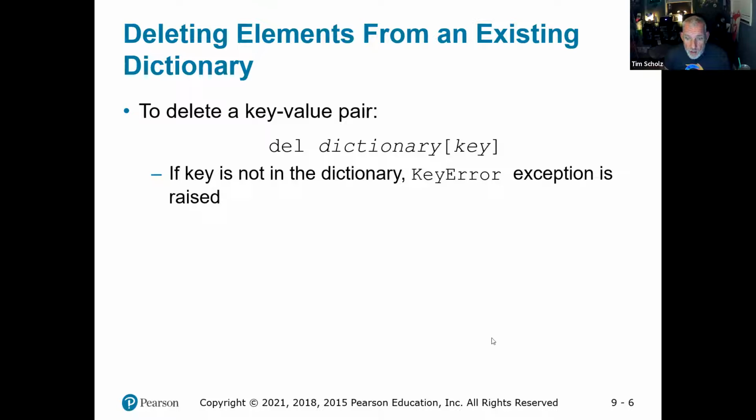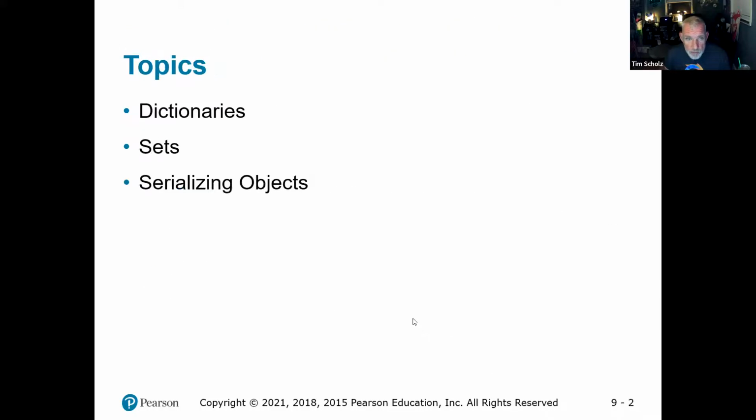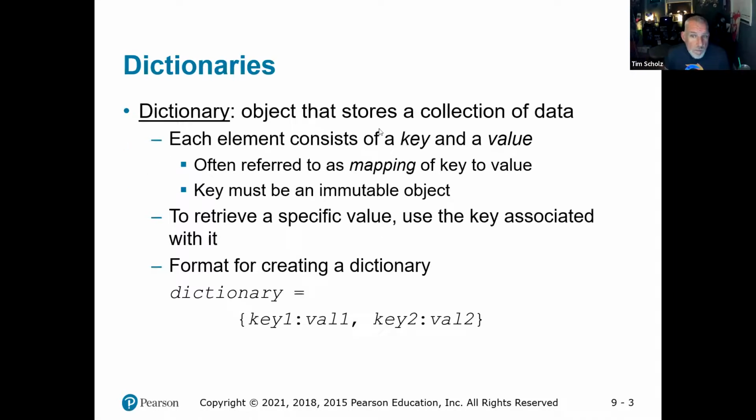So just to recap, the topic this week is dictionaries. And then we'll also cover a little bit of serializing objects. Sets is something that we don't cover in the class. A dictionary is basically a way to store data in Python where we can have our values associated with a key, as opposed to a list, where we have an index.